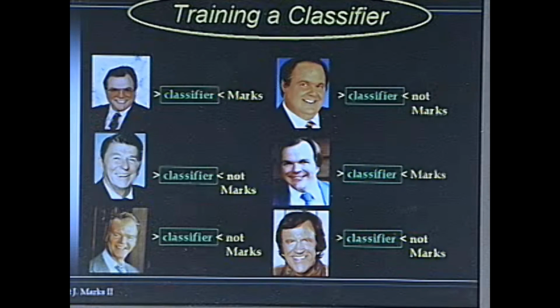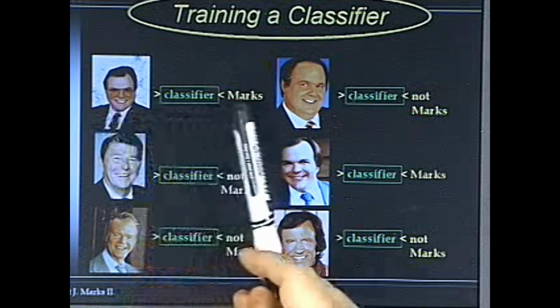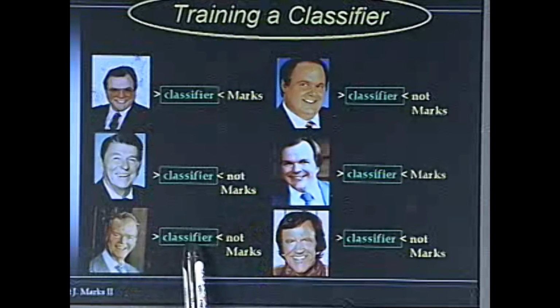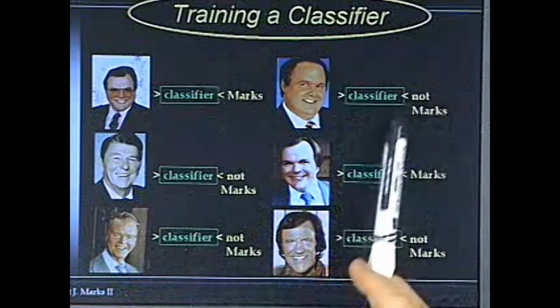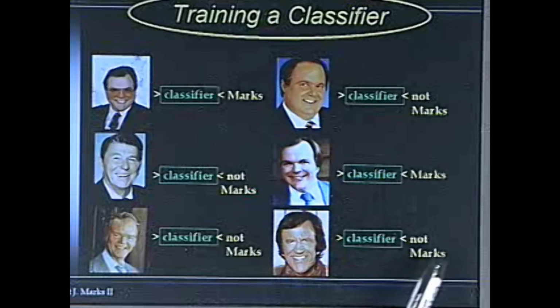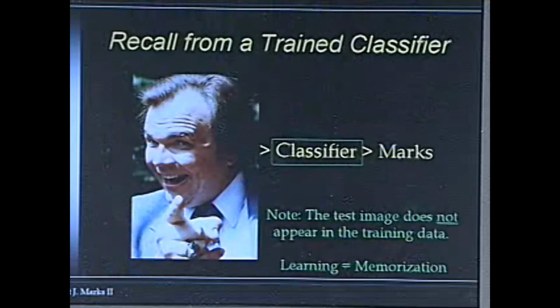Here's the way we would train a classifier. We would give it a Marks and say, hey, that's a Marks. We would give it another thing and say, no, that's not a Marks. No, that's not a Marks. Hey, that's a Marks. Doesn't have a beard, but it's a Marks. No, that's not a Marks. And you keep on presenting these different pictures to the classifier, and pretty soon, after a while, it can recognize a Marks. Not only can it recognize a Marks, but it can recognize a Marks that it has never seen before.